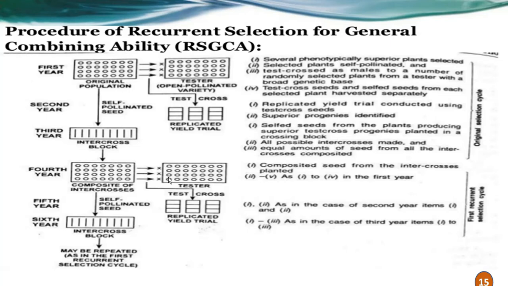The next is recurrent selection for specific combining ability. The breeding scheme for RS-GCA and RS-SCA is similar, except that in GCA an open pollinated variety is the tester, whereas in recurrent selection for specific combining ability, an inbred is utilized and the rest of the process is similar. So only instead of an open pollinated variety as a tester, an inbred is utilized.